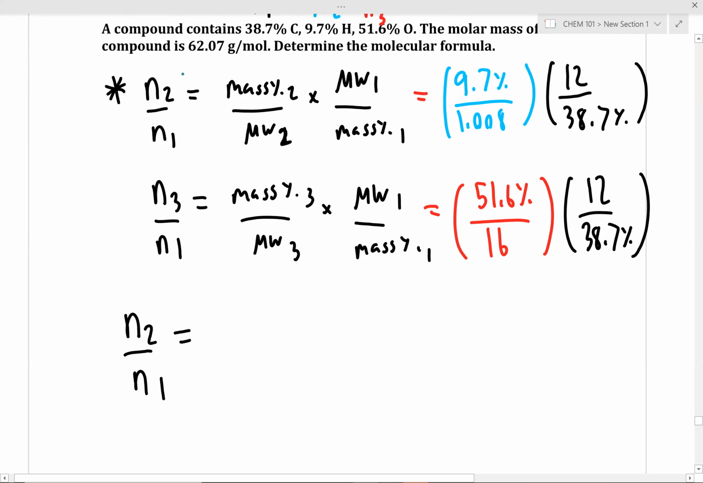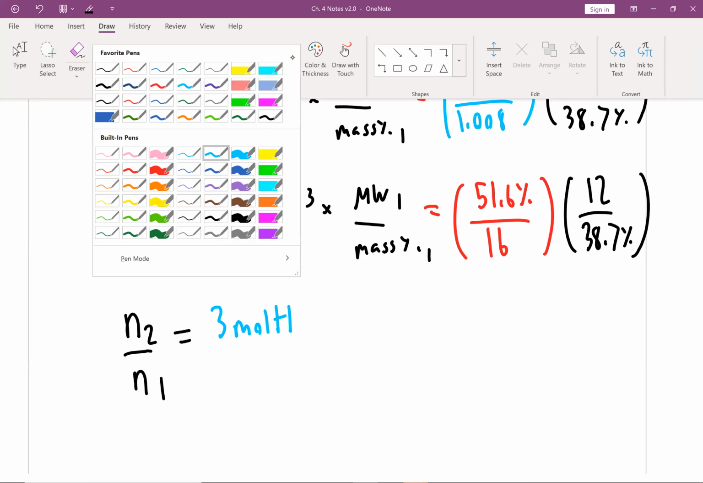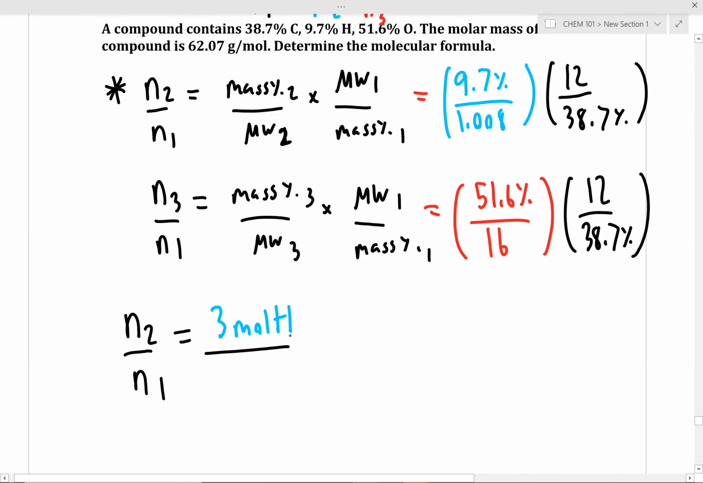And so if we're taking N2 over N1, we have 3 moles of hydrogen per 1 mole of what? What are we dividing by? What moles are we dividing by? What did we label as N1? Carbon. So this is the moles of hydrogen per every 1 mole of carbon. Perfect. Does that make sense so far?